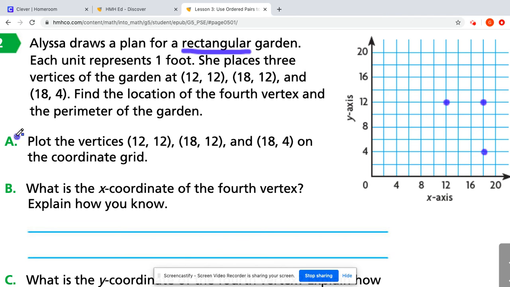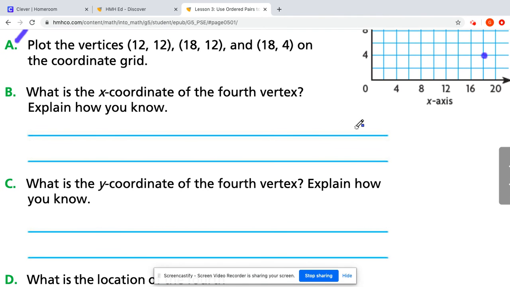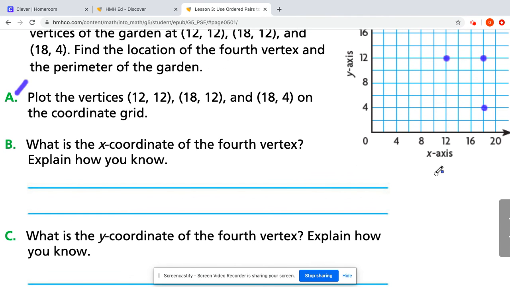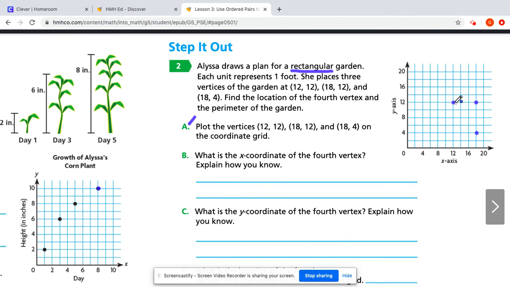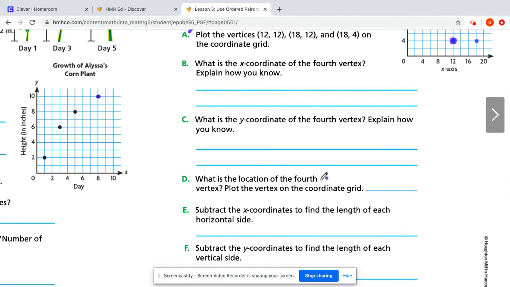I did part A already. I plotted those points. What is the x-coordinate of the 4th vertex? Where do you think the x-coordinate goes, and then it asks about the y-coordinate, where do you think it's going to go in order for this to make a rectangular garden? I can already see some type of shape happening here. Where do you think the next point will go? Most likely here. Then you would just have to figure out the ordered pair of this point, and it asks what is the location of the 4th vertex.